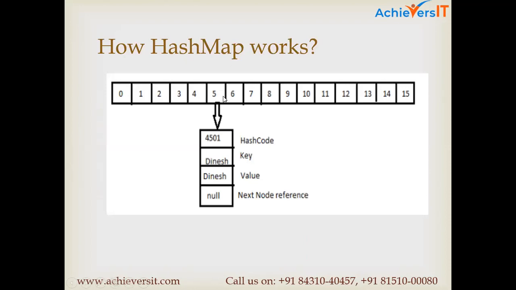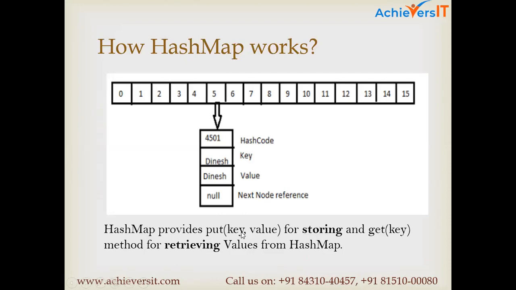Let's see how the HashMap works. You will just be giving a key-value pair, but while storing, it will store it as a hash code, key, value, and next node reference. So all these things will be stored. Whenever you're putting an element, key and value, this key should not be repeated. It should always be unique, and value can be repeated.